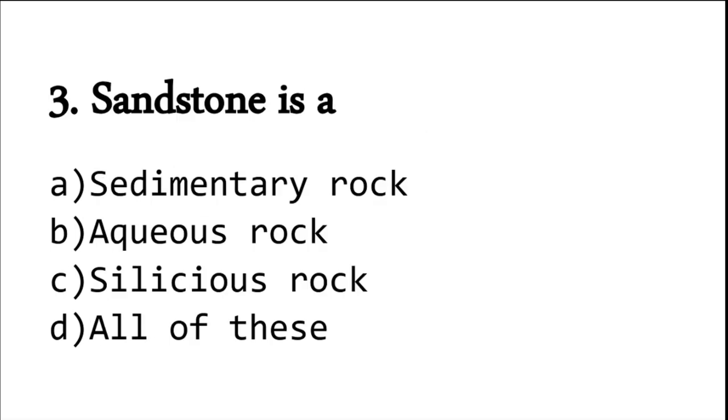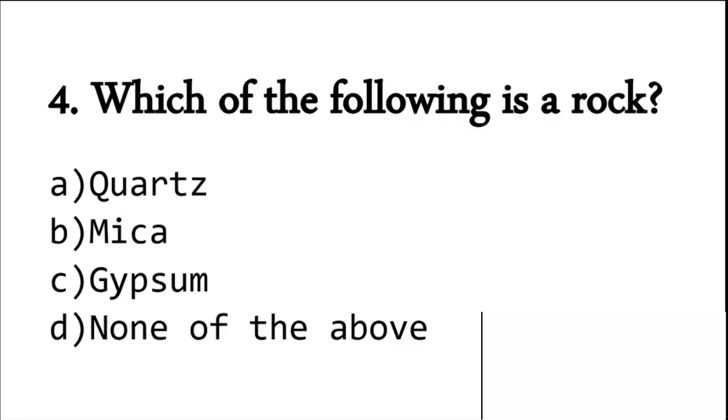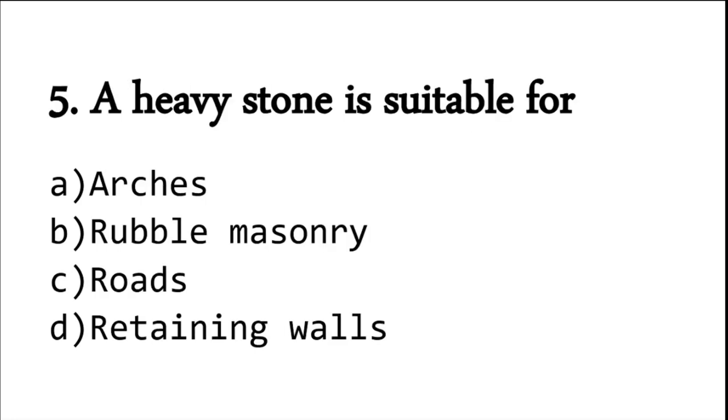Okay, our next one is, sandstone is a sedimentary rock, aqueous rock, siliceous rock, all of these. So its answer is D, all of these. Okay, next is, which of the following is a rock? So gypsum is a rock. Okay, next one is, the heavy stone is suitable for arches, rubble masonry, roads, retaining walls. So heavy stone is suitable for retaining walls.